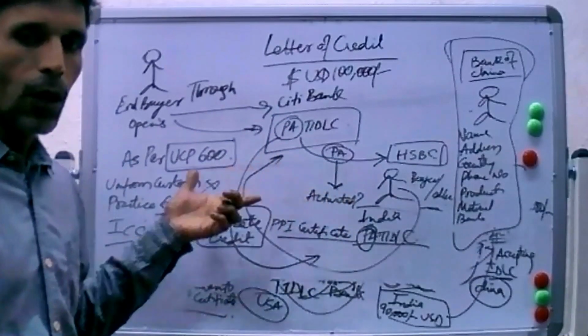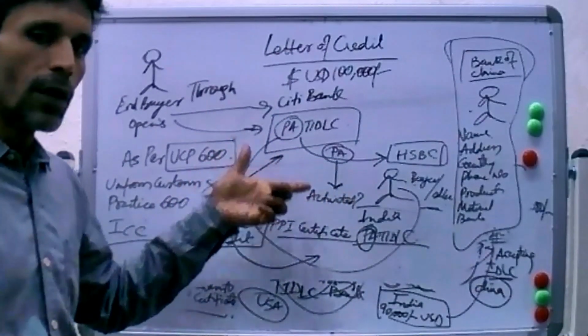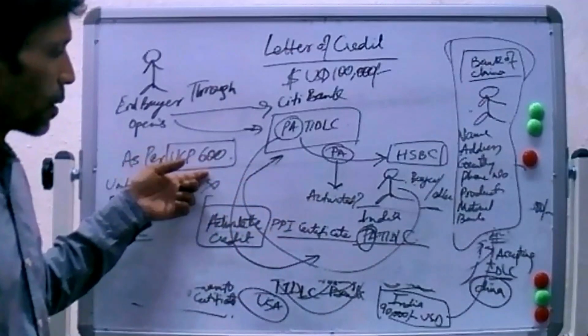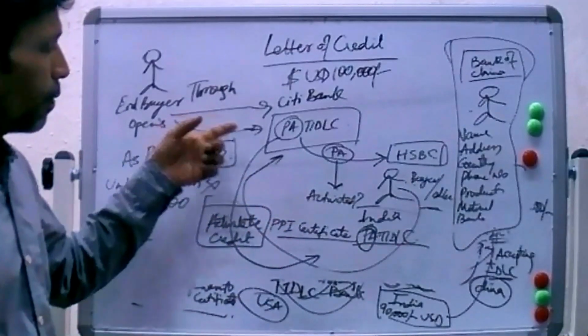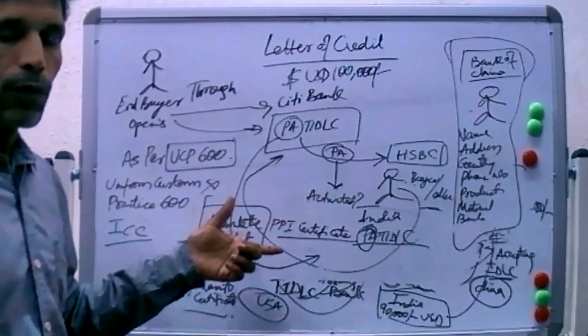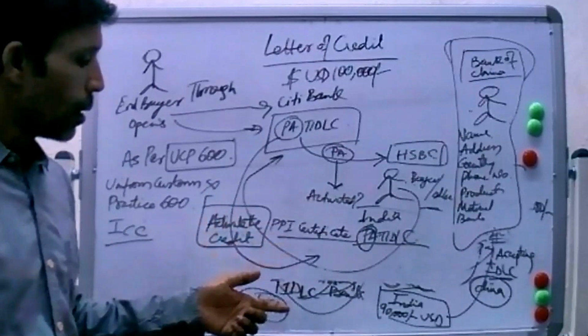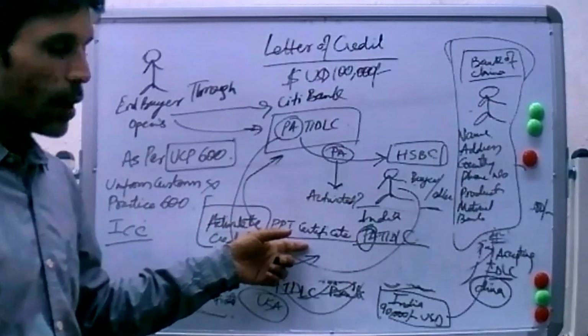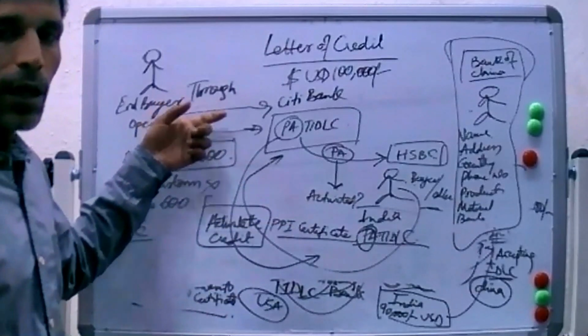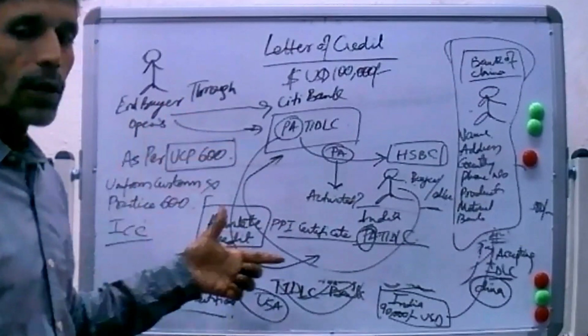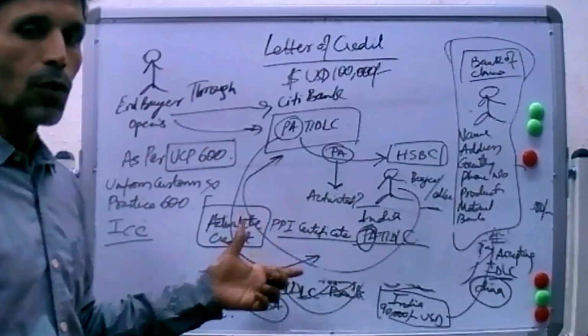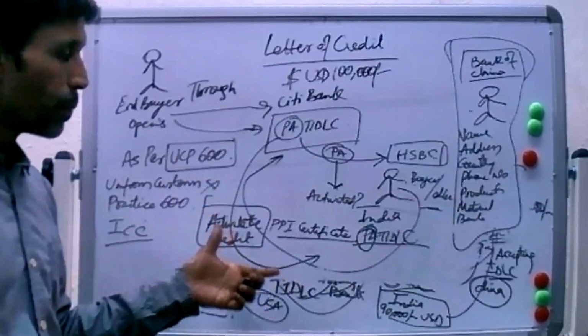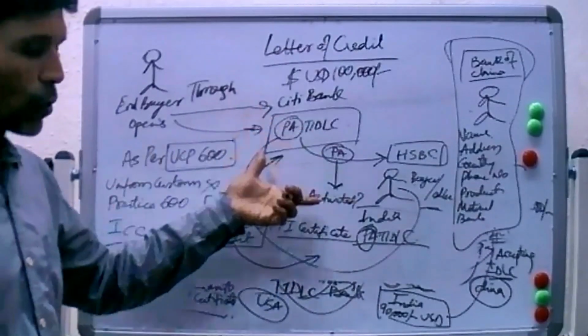In all those things you have to always remember to mention UCP 600, and if he wants to have the proof of products, then you mention the PPI certificate as per PA TIDLC. All these things you have with you as proof, so the buyer is not going to play any game and the bank is not going to play any game.